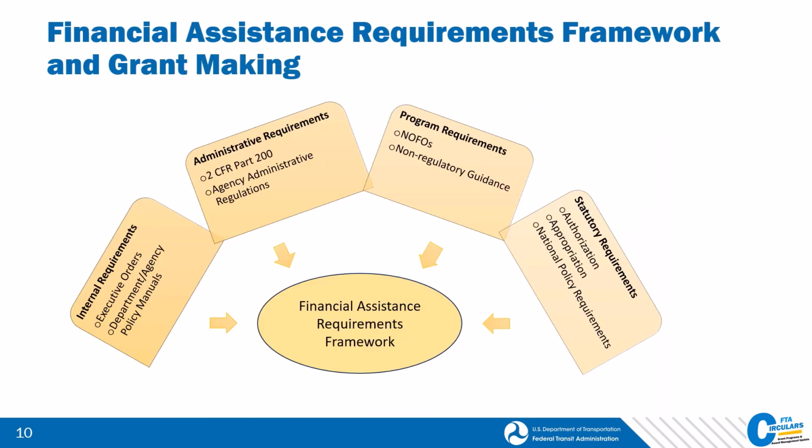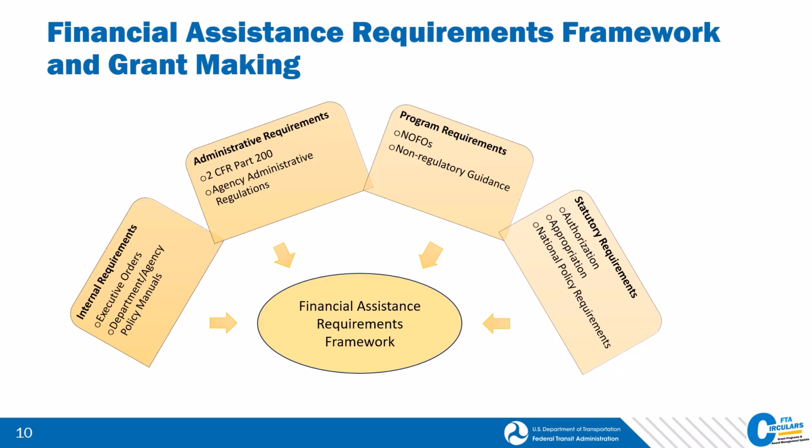Federal agencies use the framework created by internal, administrative, program, and statutory requirements to create a federal assistance program. These requirements feed into the rules, systems, and guidance of a federal financial assistance program. It is created on the structure upon which the individual projects are funded with financial assistance, as well as how these individual projects are created, monitored, and administered.